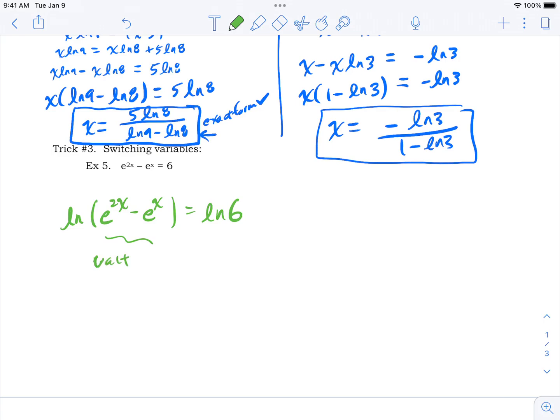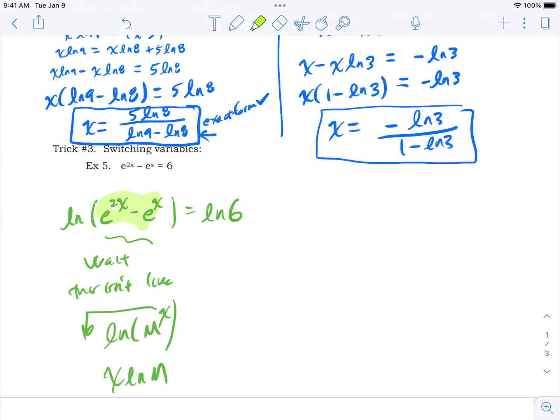This isn't like having natural log of m to the x or whatever. In that case, you can bring the x down in front and say x log of m, right? That's what we like. That's why we want to take the log of both sides. It doesn't work here. You've got two terms that are subtracted. It doesn't fit the form. And if it doesn't fit the form, you can't do it. It's not going to work, folks.